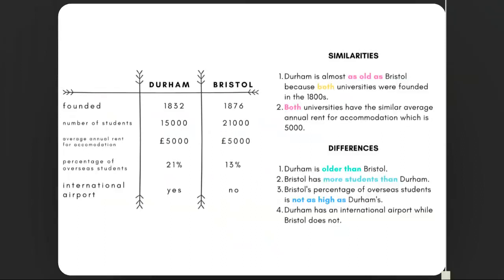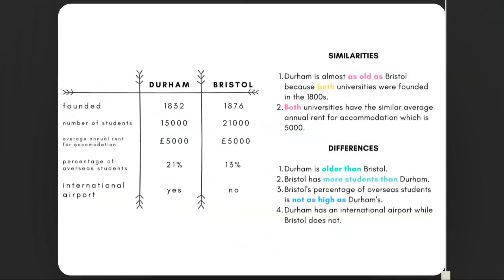Okay, now let's look at the differences. The first difference that we can talk about is Durham University is older than Bristol. Now, as I've mentioned before, one of the easiest ways that you can use to highlight differences is by using comparative structure, which is the adjective added with "er" followed by the word "than." Now, make sure that you are comparing two items there. And in this case, Durham is older than Bristol.